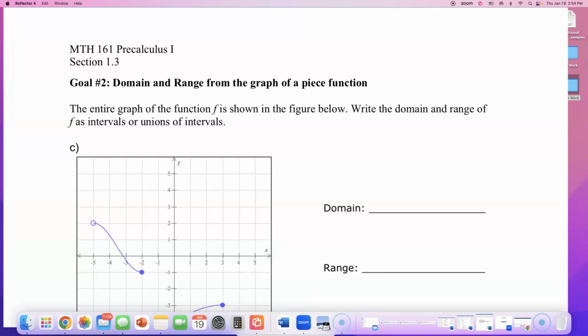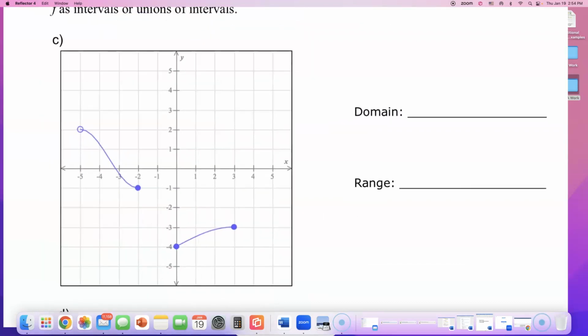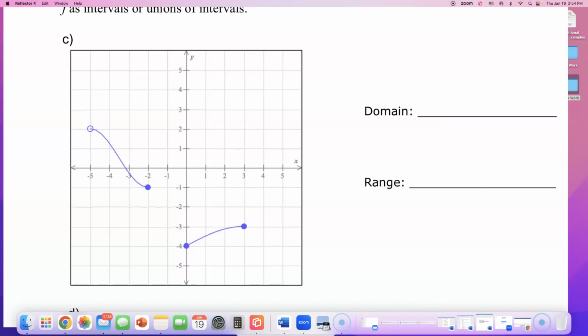Goal 2 is to read the domain and range from a graph of a piecewise function. So let's start with this example over here. The piece on the left, I'm going to read this red guy first. This one right here, okay?